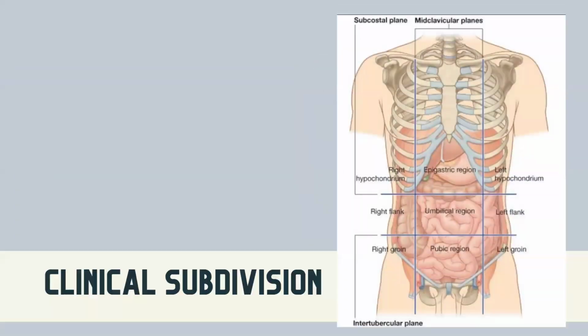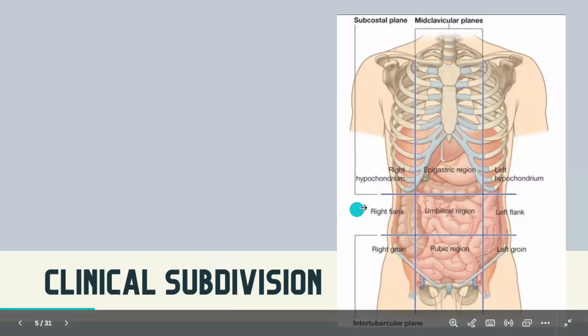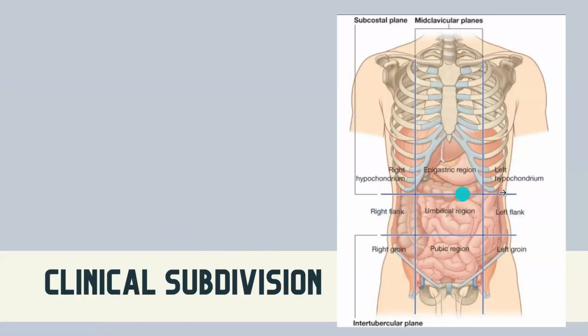Now, for clinical subdivisions, if you draw two important lines, the horizontal one is called the subcostal line, which is between the 10th ribs on the right and left. You know, any line has two points. So point number 1 is the right 10th intercostal space, and here is the 10th intercostal space on the left. So we have a line here. Another one is called the intertubercular line, between the tubercles of the ilium, right and left as well.